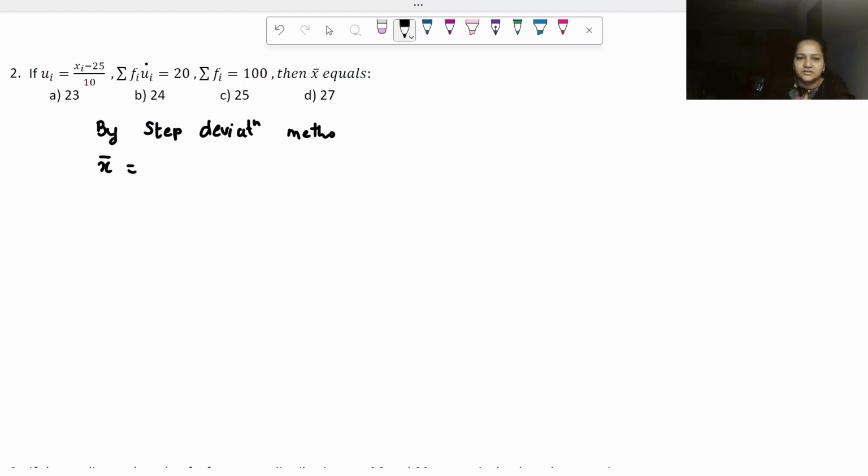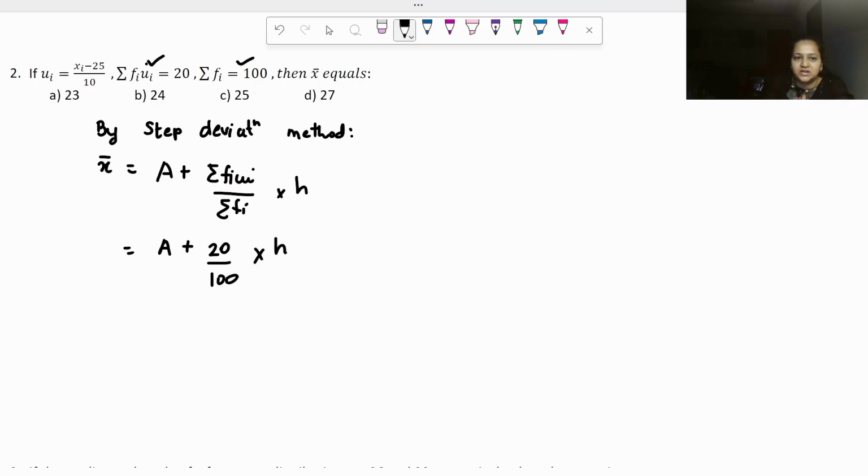What are we going to get? By formula, we have x bar is equal to a plus summation fi ui upon summation fi into h. We have to find x bar. Do we know a? No, we do not know a. So we bring down a as it is. Summation fi ui, we know that is 20. So we have used this data. Summation fi ui is 100. We have used this data. We don't know h. We don't know a. We don't know h. But what do we know?